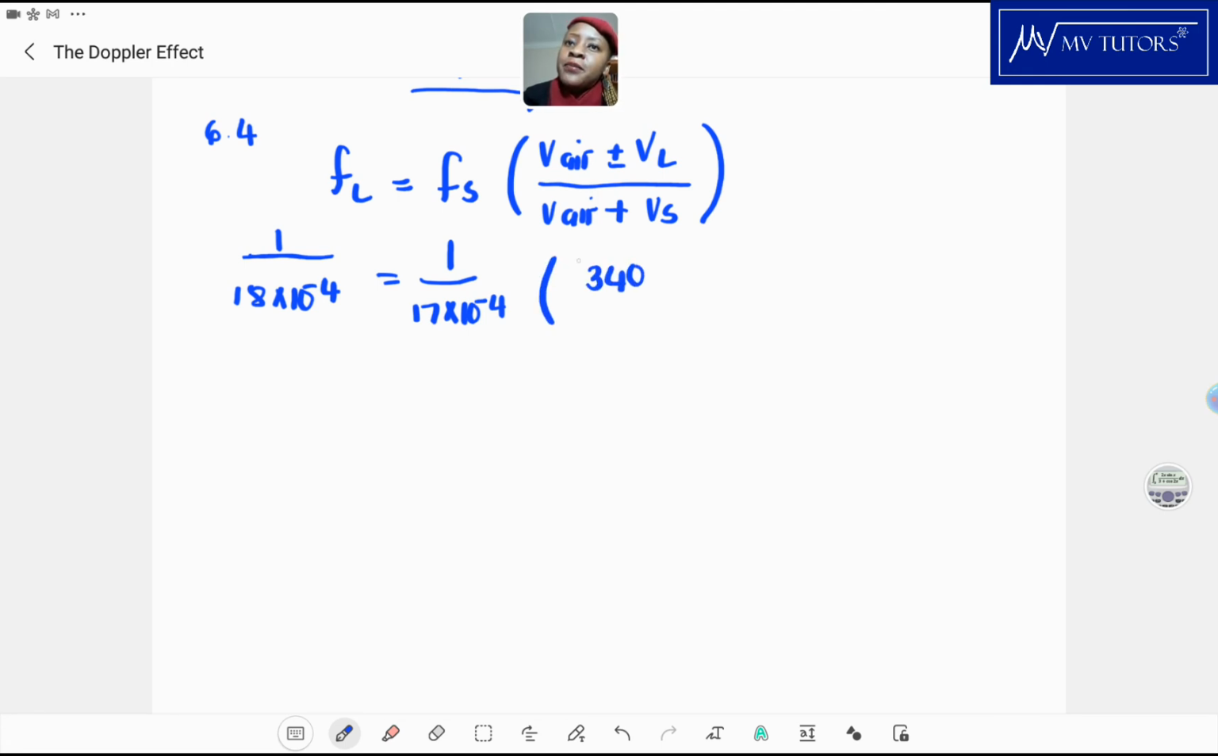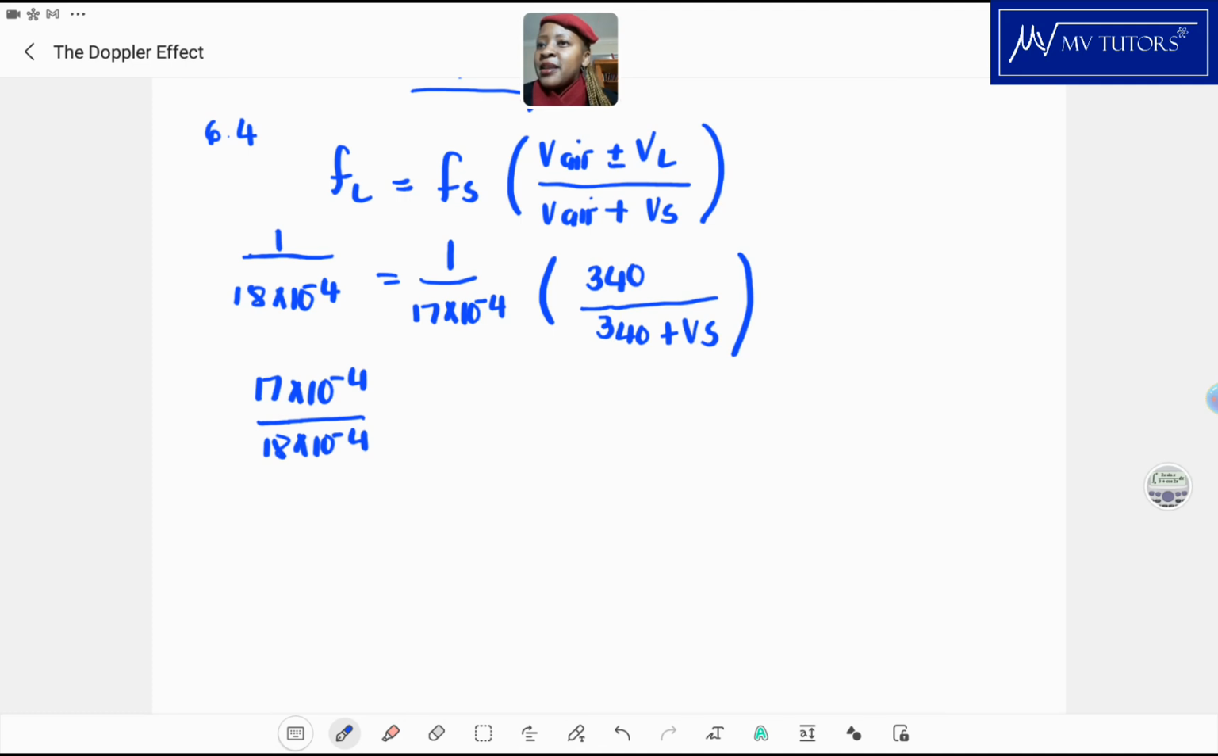Then 340, again 340. The listener was stationary, so I don't need to write anything. And then we're looking for the speed of the police car. All right, so here we are with maths again. I'm going to take 17 times 10 to the power minus 4 over 18 times 10 to the power minus 4. Then I have 340 over 340 plus Vs.